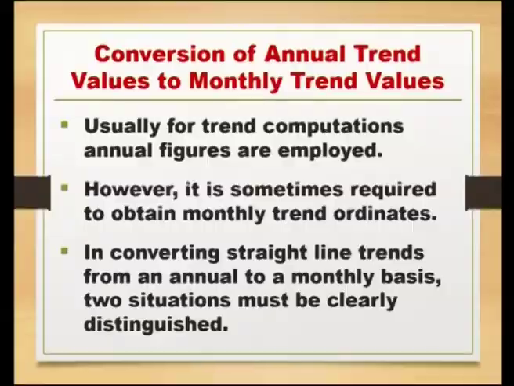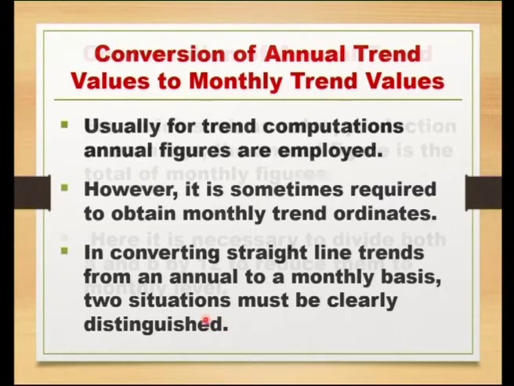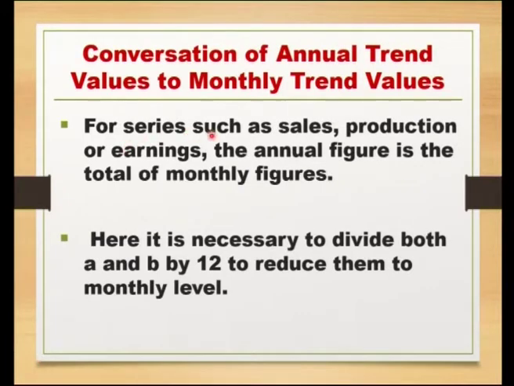Conversion of annual trend values to monthly trend values. Usually for trend computation, annual figures are employed. However, it is sometimes required to obtain monthly trend ordinates. In converting straight line trends from an annual to a monthly basis, two situations must be clearly distinguished. For series such as sales, production or earnings, the annual figure is the total of monthly figures. Here it is necessary to divide both A and B by 12 to reduce them to the monthly level.